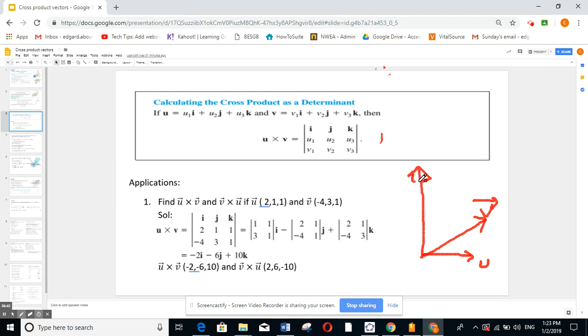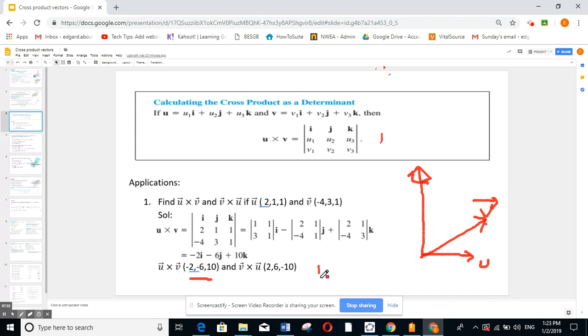But if I want to find the components of that vector, I do a determinant. I put i, j, k first of all. I put the components of vector u and then the components of vector v. So I start with i times 1 minus 3, as you know how to find determinants, minus j times 2 plus 4, plus k times 6 plus 4. So you're going to get the components minus 2, minus 6, and 10. And if you want to do vice versa, v cross u, it will be just the opposite: 2, 6, minus 10.